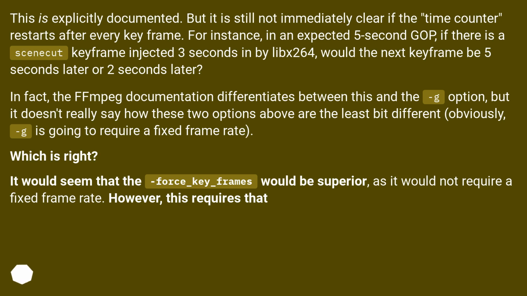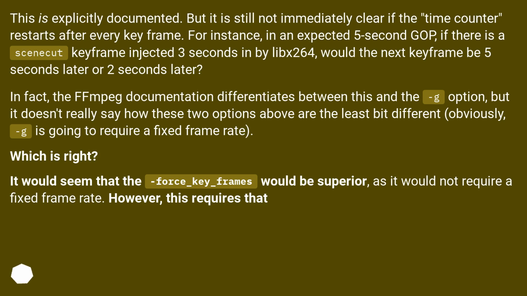This is explicitly documented. But it is still not immediately clear if the time counter restarts after every keyframe. For instance, in an expected 5-second GOP, if there is a scene cut keyframe injected 3 seconds in by libx264, would the next keyframe be 5 seconds later or 2 seconds later? In fact, the FFmpeg documentation differentiates between this and the G option, but it doesn't really say how these two options are the least bit different.